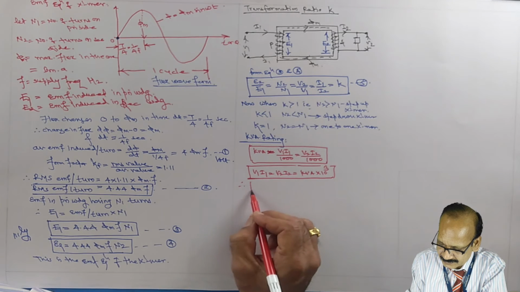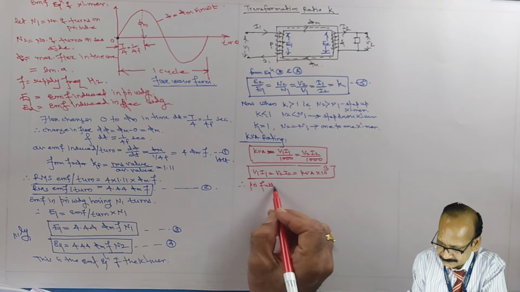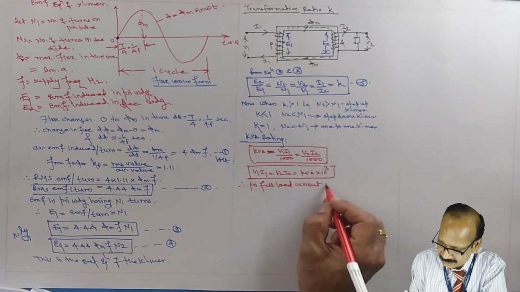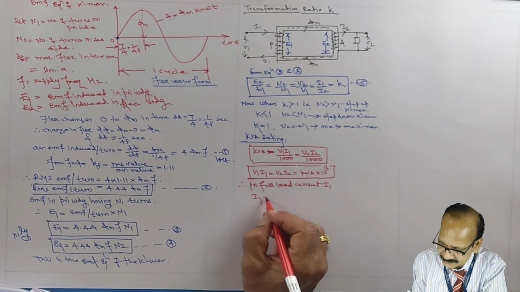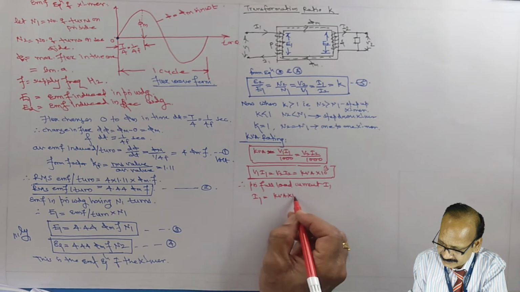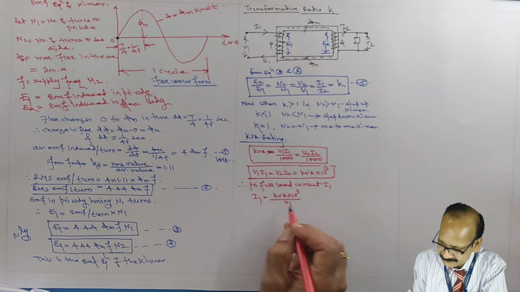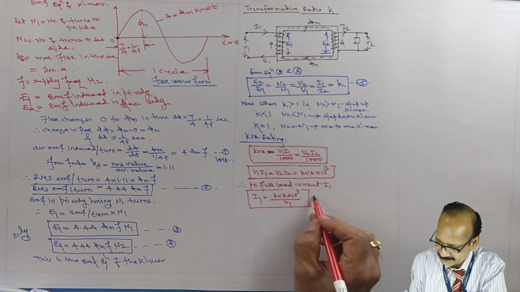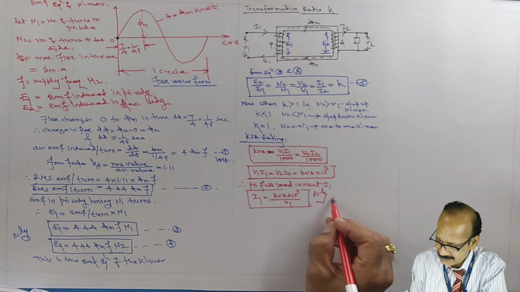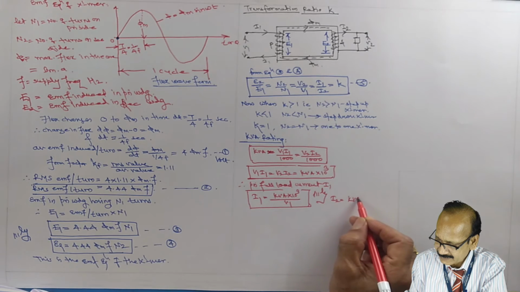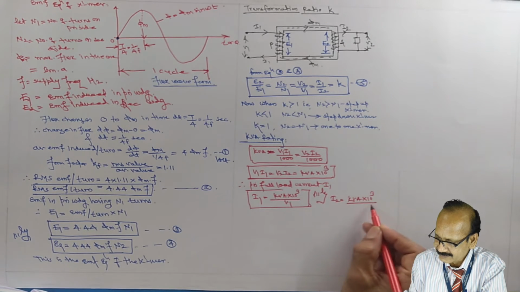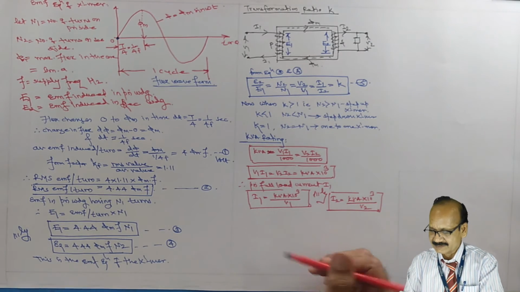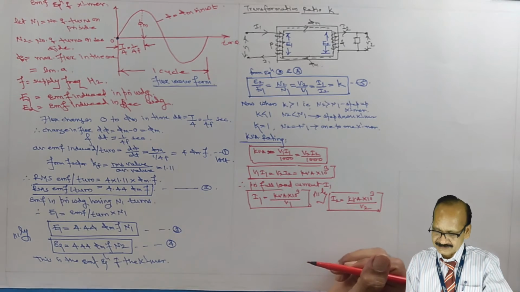And therefore, primary full load current I1 equals kVA into 10 raised to 3 divided by V1. Similarly, I2 equals kVA into 10 raised to 3 divided by V2. So in this way we can obtain the current in the transformer.